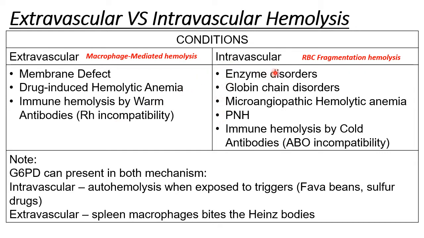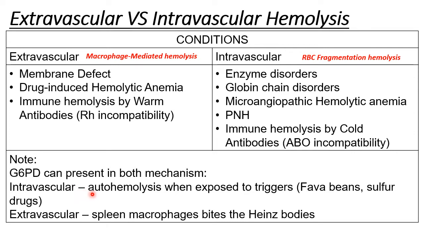Mga enzyme disorders, anong halimbawa nito? Your pyruvate kinase deficiency and G6PD deficiency. Okay? Take note lang natin that G6PD can present in both mechanism. No? Discuss lang natin muna dito. G6PD can be intravascular sa loob ng blood vessel.